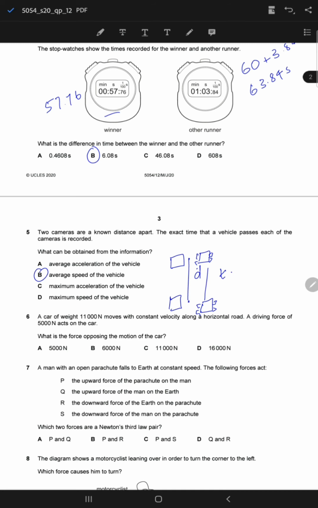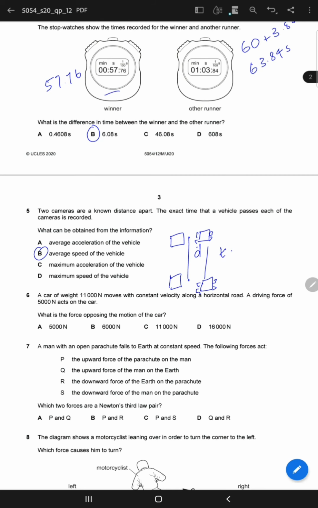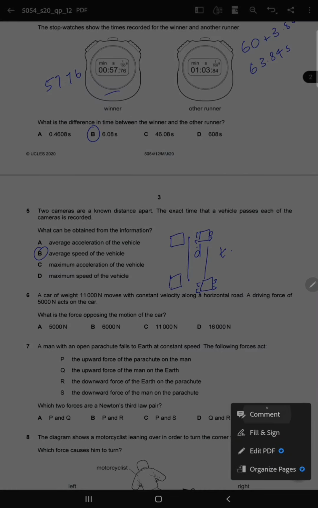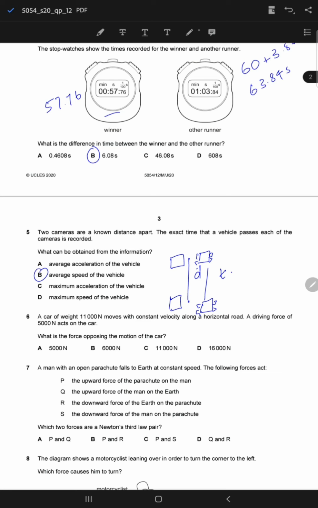So you should remember that the weight is 11,000, and that is independent of the forward force. So what you're going to do here is that you have a vehicle of 11,000 Newton.